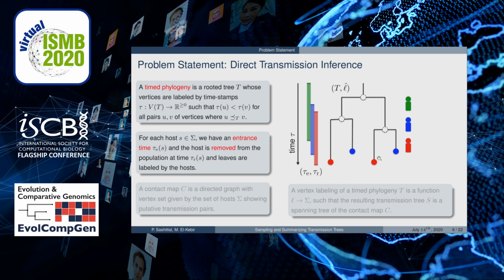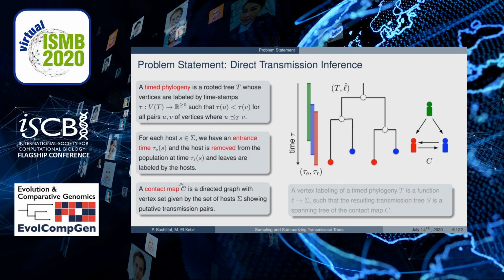The leaves of the phylogeny can be labeled by the host from which they were collected. So in this case, we have two samples collected from the red host and two samples collected from the blue host. No sample was collected from the green host, so green is an unsampled host. This is actually very common in ongoing outbreaks where you cannot have sampled all the hosts that have participated in the outbreak.